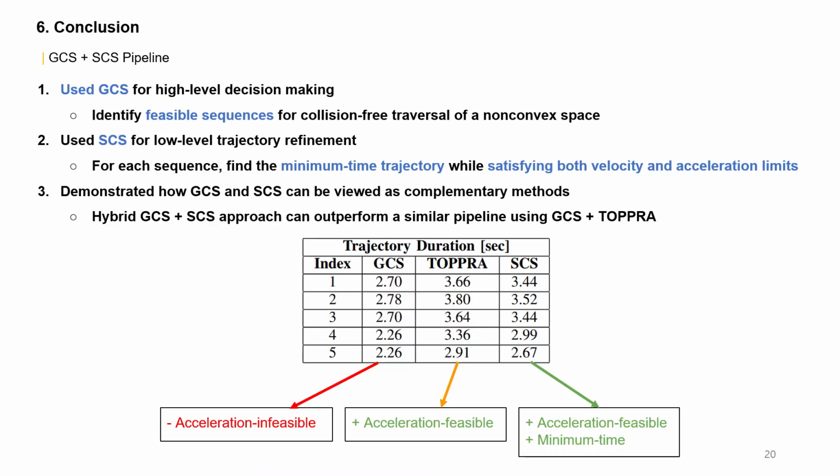In conclusion, in this work, we demonstrated a hybrid motion planning approach combining the established GCS method for high-level decision-making and the recently published biconvex SCS method for low-level trajectory refinement. We showed that GCS and SCS can be viewed as complementary methods, each addressing different aspects of the trajectory optimization problem. We showed that our approach can outperform a comparable optimization-based pipeline, highlighting the potential of this hybrid approach for efficient trajectory optimization in robotic manipulation.